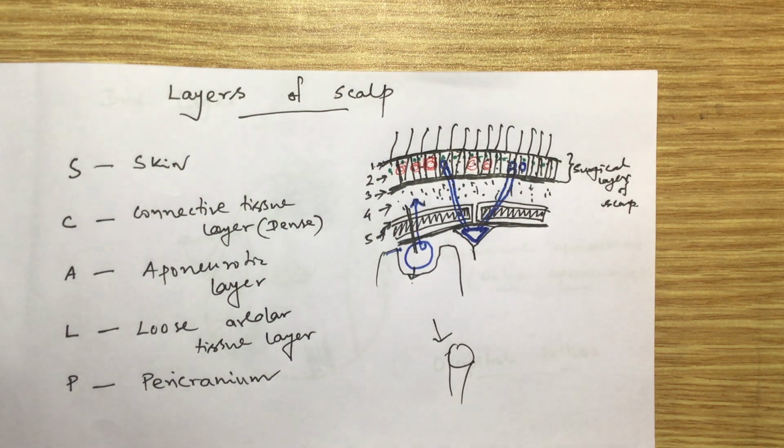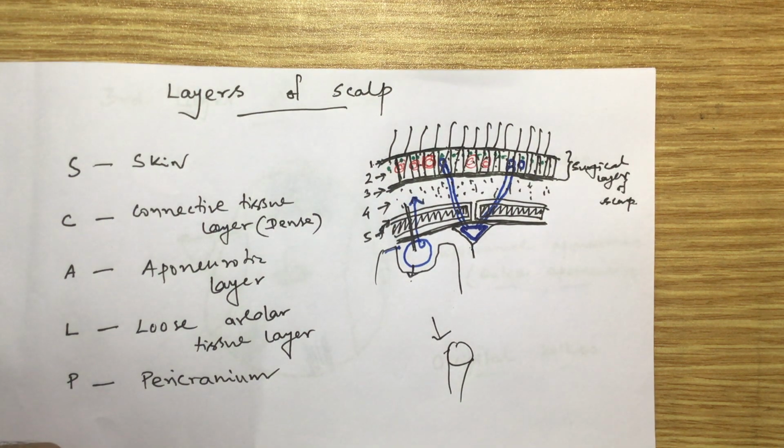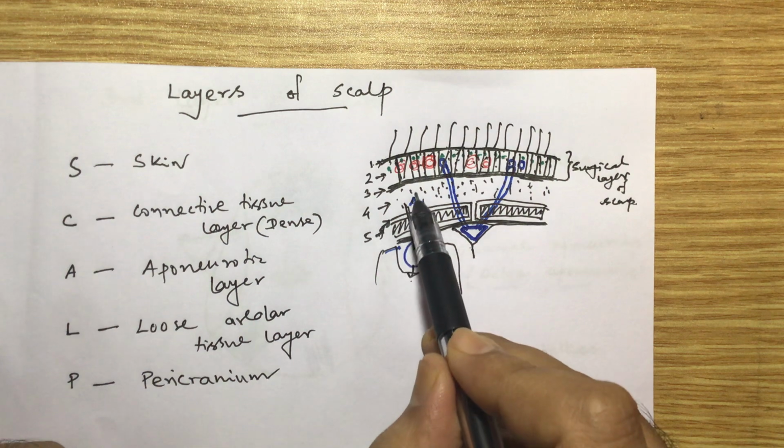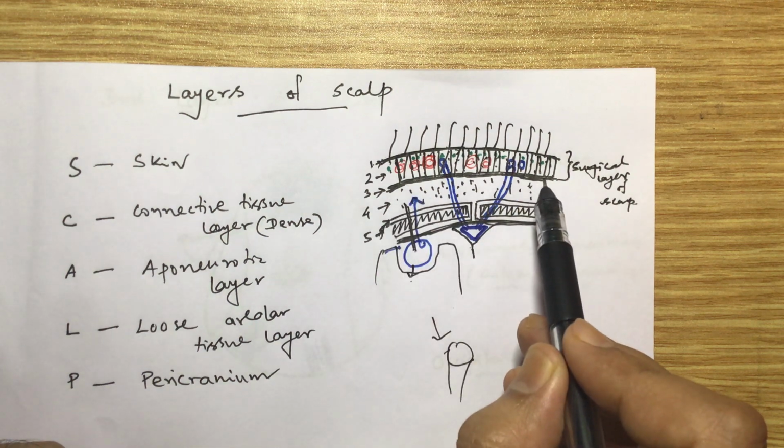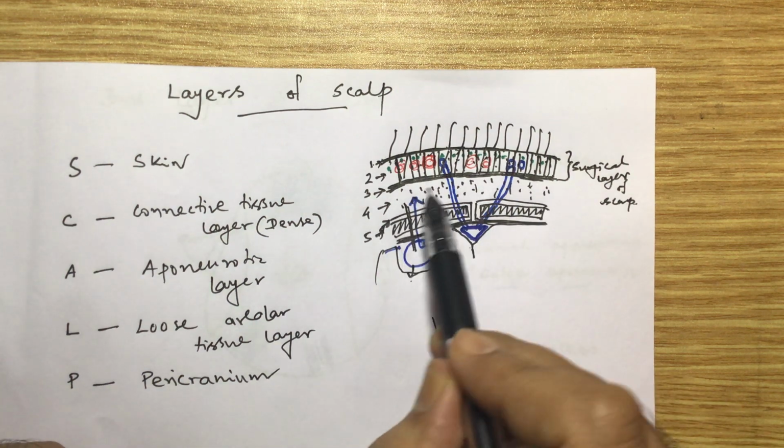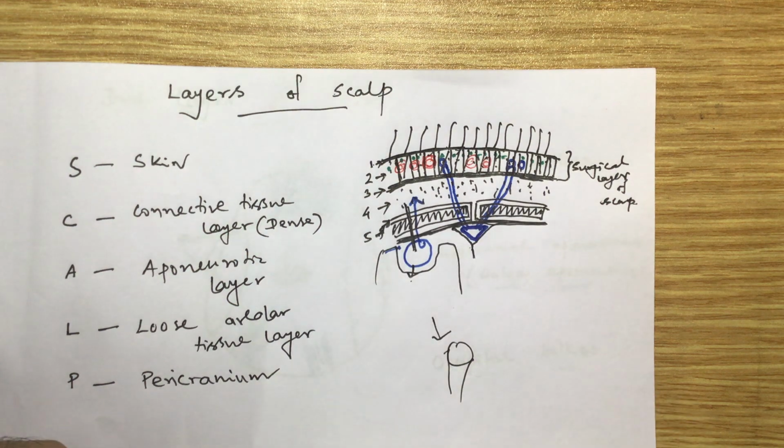Now, if there is any injury which causes accumulation of blood intracranially, even that can escape and be kept here, where the fourth layer will act as a safety valve.